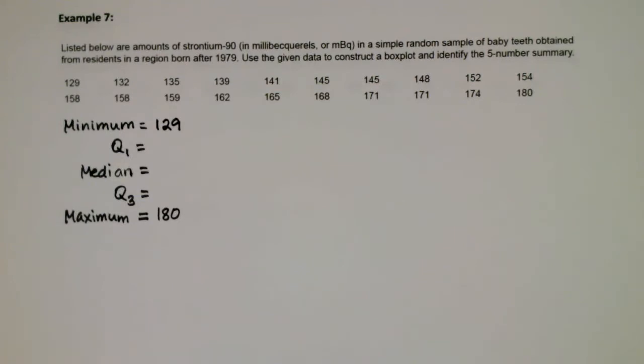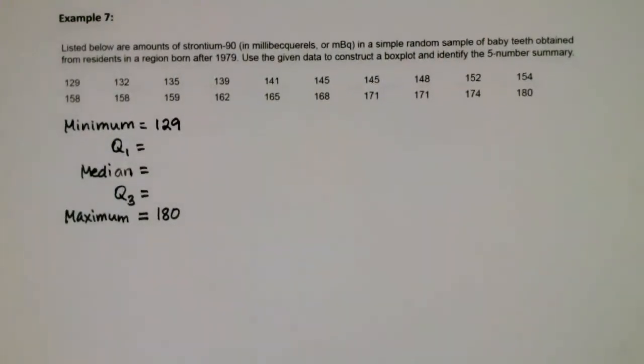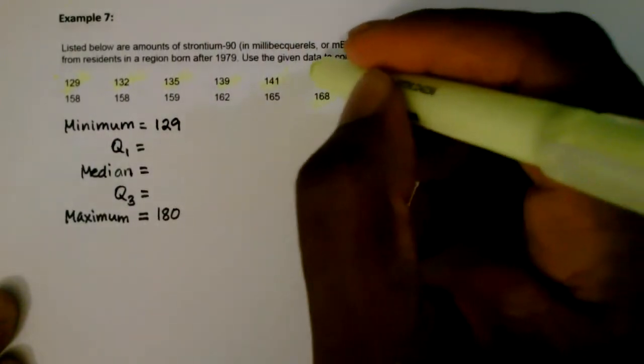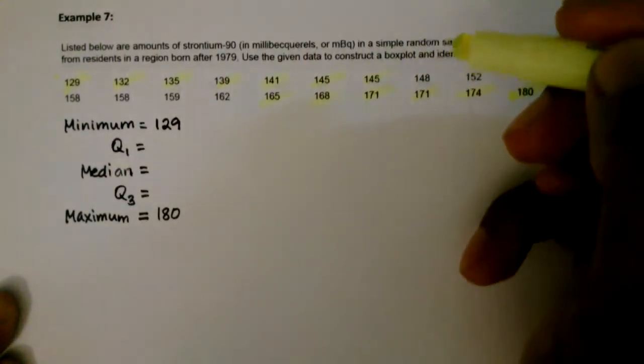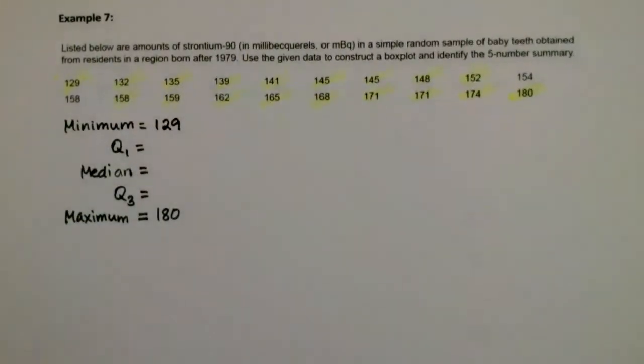Here we're going to have to do a little work with the Q1, the median, and the Q3. Okay, so let's first find the median. And that's, of course, the middle number. The way I do this, just cross out the numbers on the left end and the right end and keep crossing the numbers out on the end until I get to the middle number. So I'll cross out 129, 180, then 132, 174, 135, 171, 139, 171 here, 141, 168, 145, 165, 145 again, 162, 148, 159, 152, 158. Notice these are my 2 middle numbers, 154 and 158.